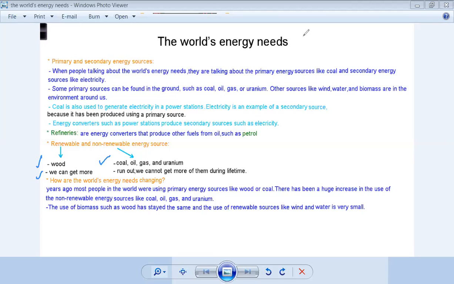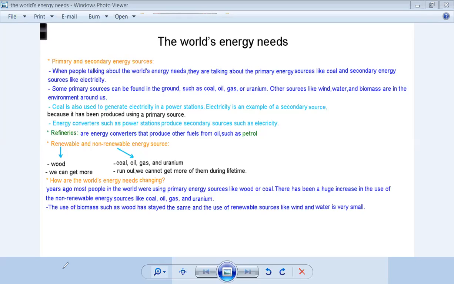How are the world's energy needs changing? Now we talked about the energy, renewable and non-renewable. In our days, the needs for energy changed by the time. Years ago, most people in the world were using primary energy sources like wood or coal. There has been a huge increase in the use of non-renewable energy sources like coal, oil, gas, and uranium.